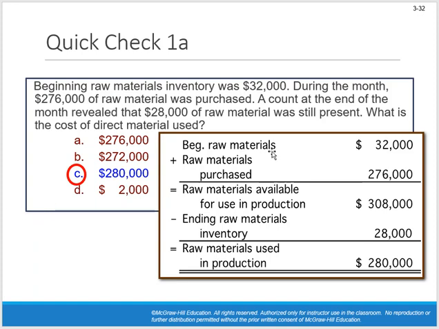280,000. So mathematically, we're looking at beginning raw materials, 32,000 plus 276,000 equals 308,000. And if our ending raw materials is 28,000, we get 280,000. So my T account analysis way, I'm just doing a little bit of mental math, comparing the 32,000 and the 28,000, and saying, okay, my answer has to be 4,000 different than 276. So then we immediately know it's either 280 or 272. And in this case, since the balance in raw materials went down, I know we used more than what we purchased. All right, so we've got our 280.